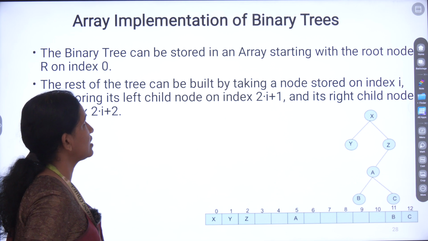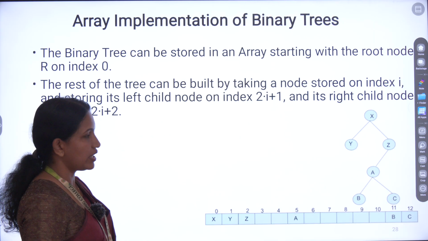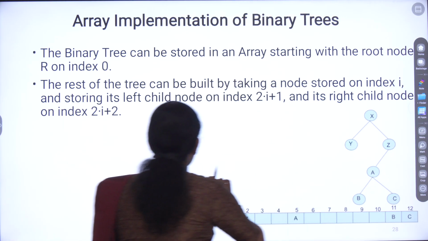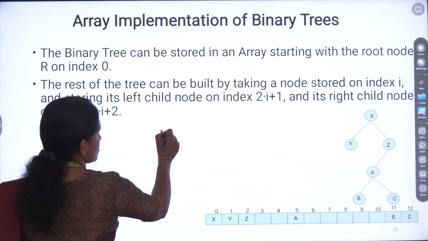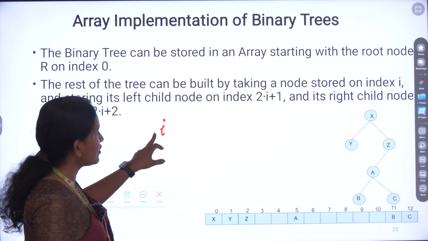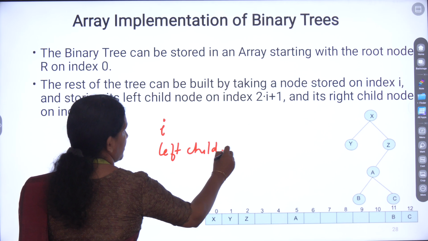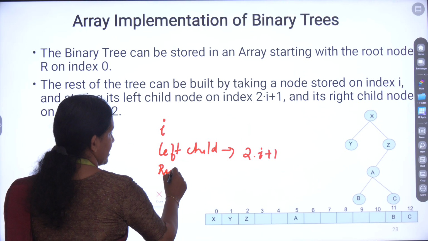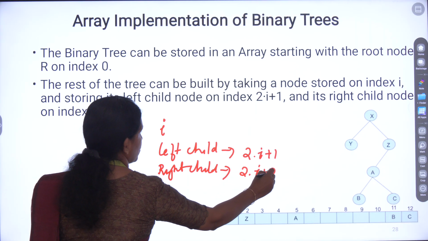Now how will you implement a binary tree? We can implement a binary tree using an array. So this is the rule for that. The root node will be stored in index 0. If any node is stored in I, its left child will be in the 2 into I plus 1th position, and its right child will be in the 2 into I plus 2th position.